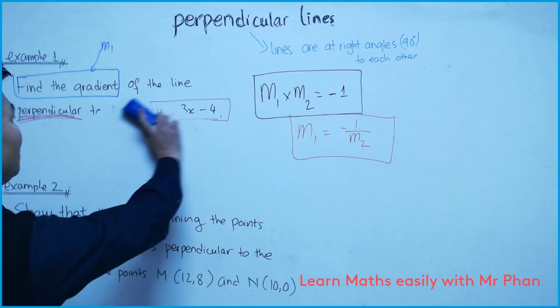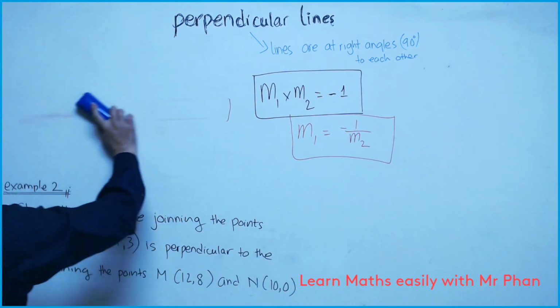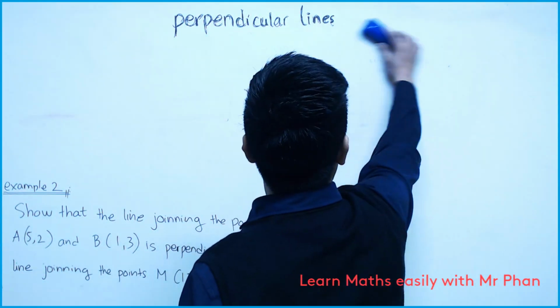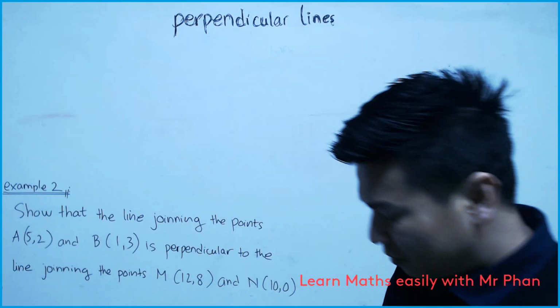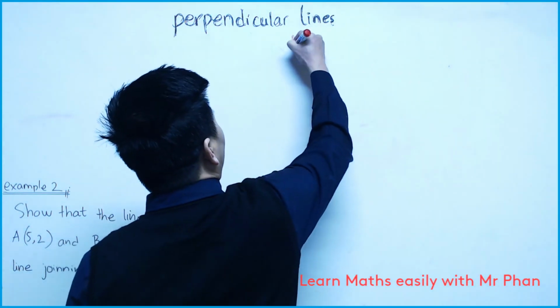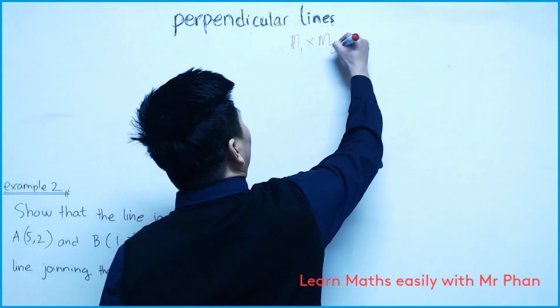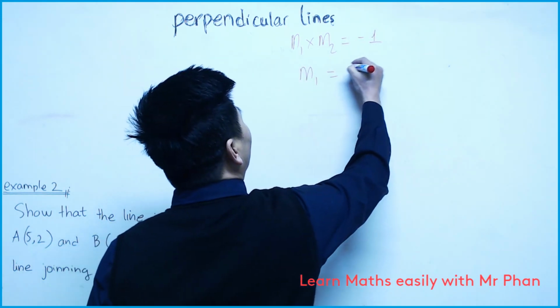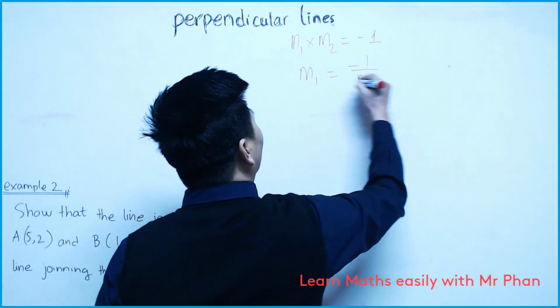Now I give you a second example here. Perpendicular line, think about this: m1 times m2 equals negative 1, or you can write m1 equals negative 1 over m2. Okay, you can use these two formulas.